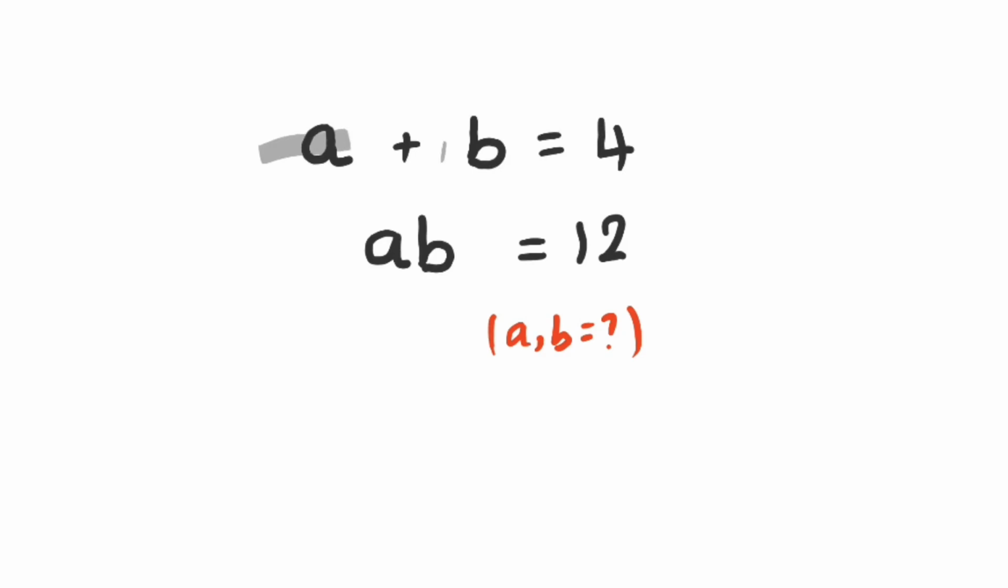If A plus B is equal to 4 and AB is equal to 12, what is the value of A and what is the value of B?